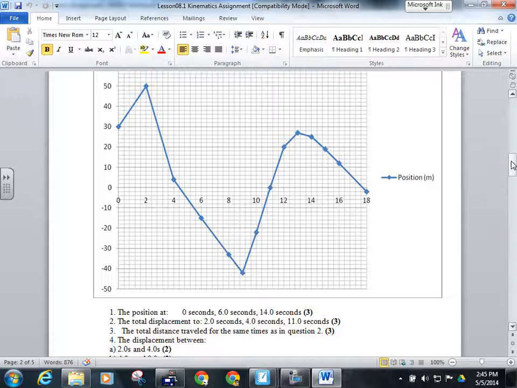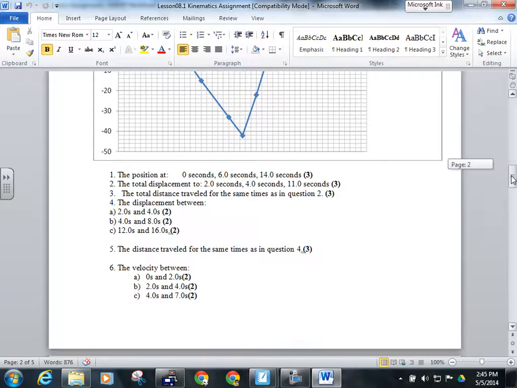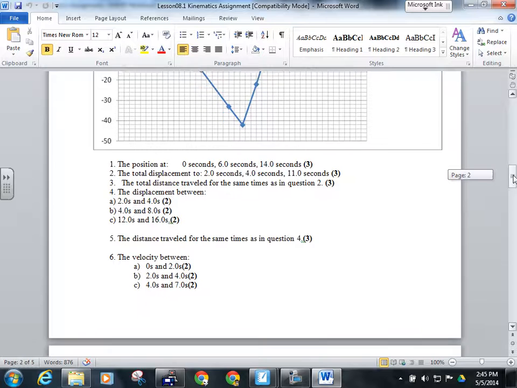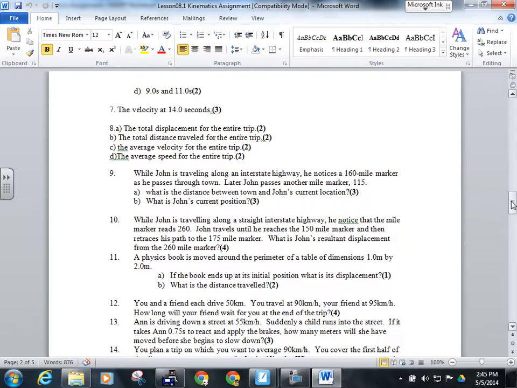Okay, and then in number 4, the total displacement between 2 and 4 seconds, 4 and 8 seconds, 12 and 16 seconds. So again, your final position minus initial position. And then 5, total distance traveled for those same time intervals. Number 6, velocity between 0 and 2, 2 and 4, 4 and 7. So just identify those spots on your graph, and as well 9 and 11 seconds.